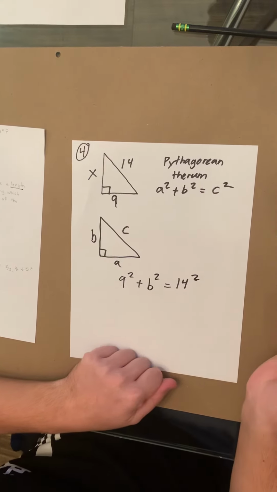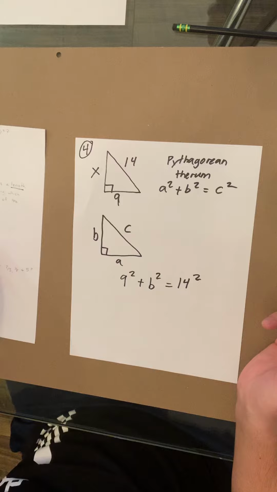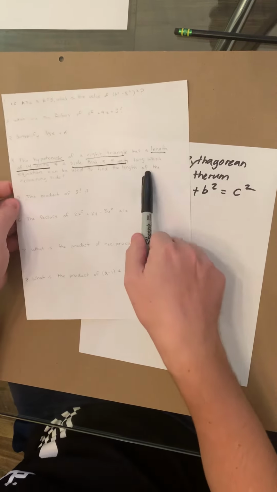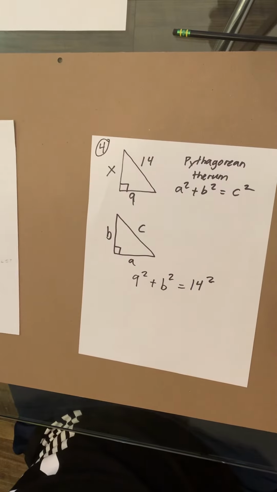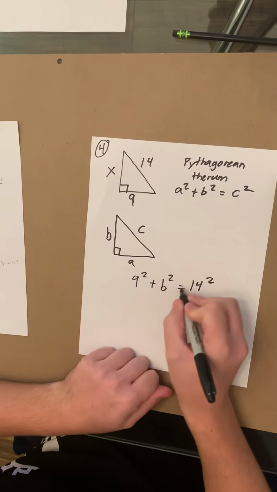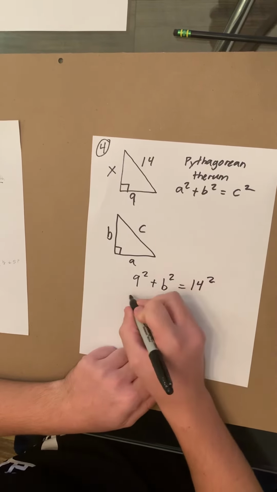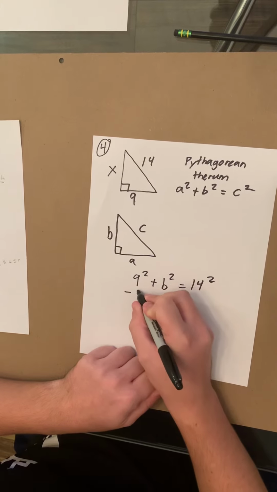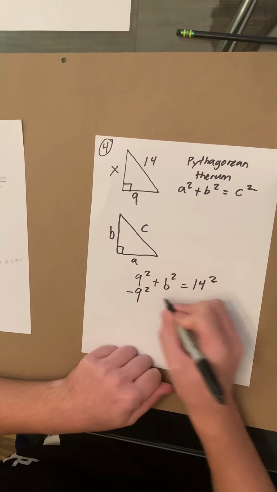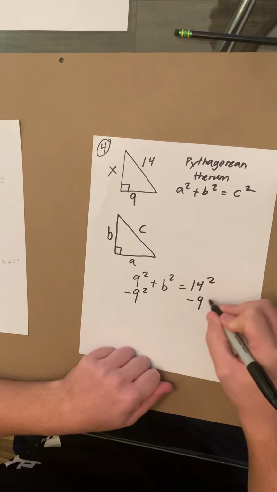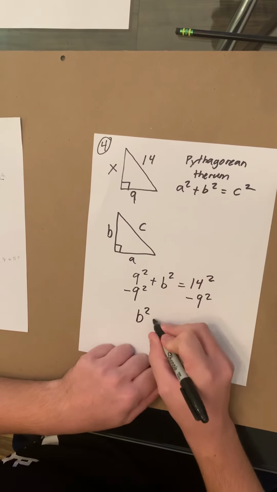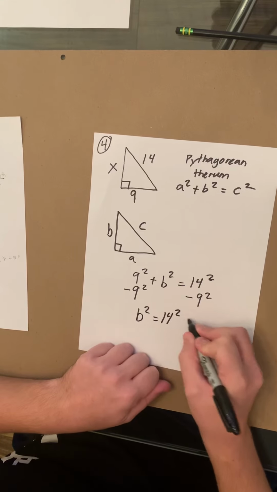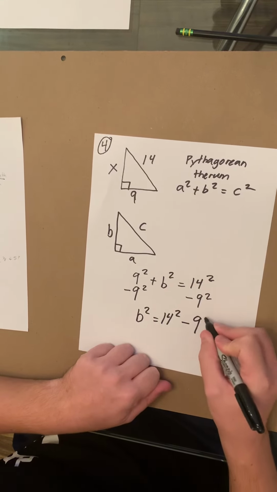Now this problem didn't ask you to solve for b, it just asked you to find the equation which can be used to solve for b. So we actually only need to isolate b squared over here. So like any math problem, you're going to cancel these two and subtract it to this side. So your answer ends up being b squared equals 14 squared minus 9 squared.